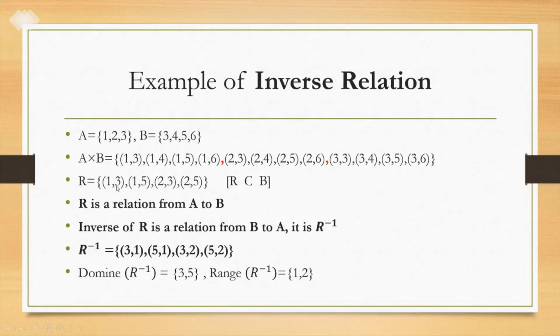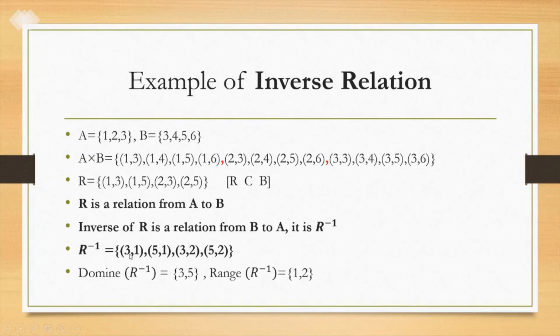So (1,3) here, we invert it as (3,1). (1,5) here in R, so we have (5,1) in R inverse. We have (2,3) in R, so we have (3,2) in R inverse. We have (2,5) in R, we have (5,2) in R inverse. So R inverse is nothing but just inverting each element of R. So R inverse is {(3,1), (5,1), (3,2), (5,2)}.